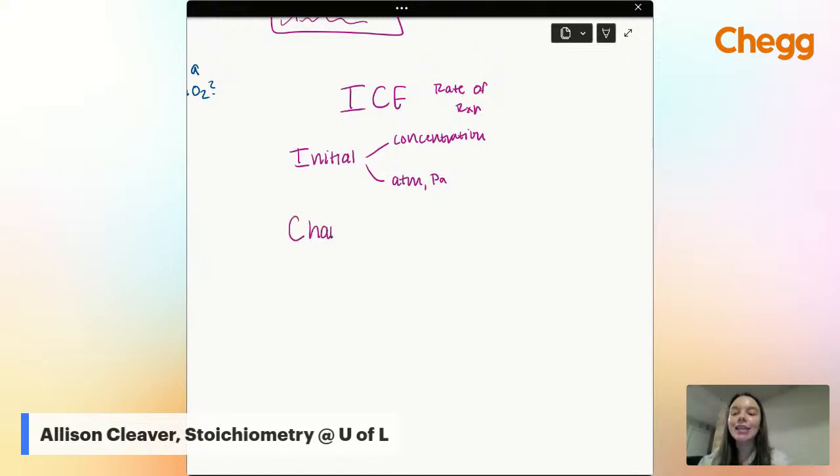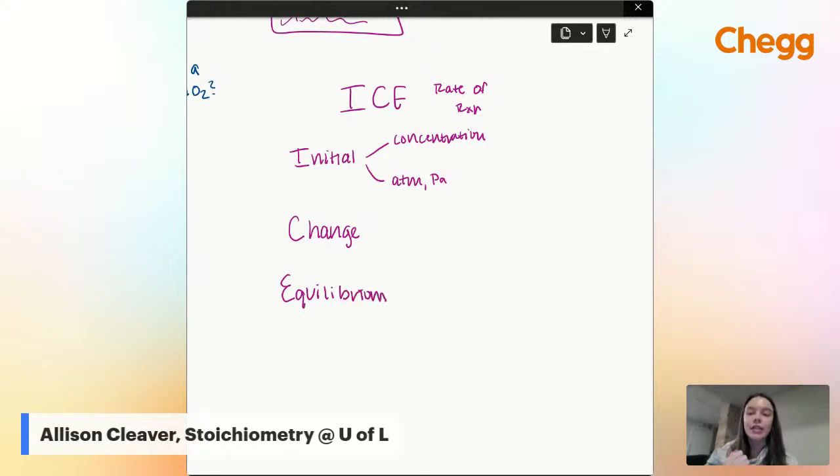C is for change. So how is that concentration, how's that pressure changing throughout this rate of reaction to get to equilibrium? Rate of reactions are also all about equilibrium. So equilibrium is going to be what that concentration and ATM are at when the reaction is kind of complete and just standing still and peaceful. That's what equilibrium is. Change. Now, for the purpose of the problems we're doing tonight, when we speak change, we're talking about subtracting reactants.